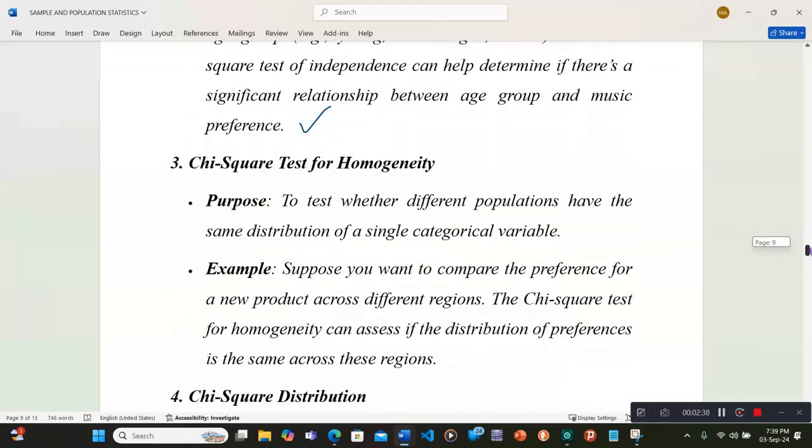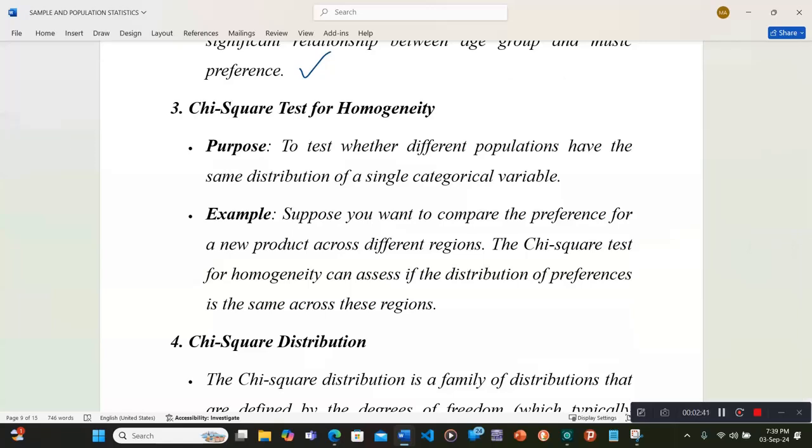The chi-square test for homogeneity, this is the third one, can be used to test whether different populations have the same distribution of a single categorical variable. Suppose you want to compare the preference for a new product across regions. The chi-square test for homogeneity can assess if the distribution of preferences is the same across these regions. So if you want to test for homogeneity, then you need to go for a chi-square test.